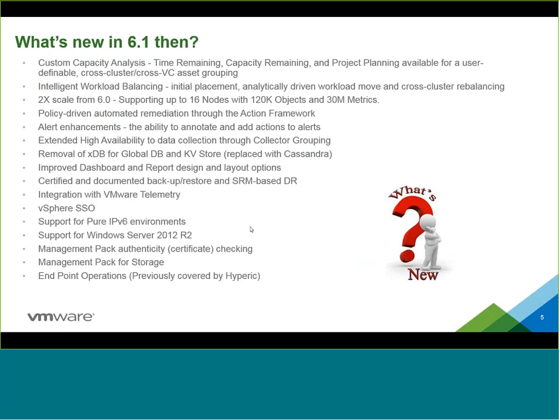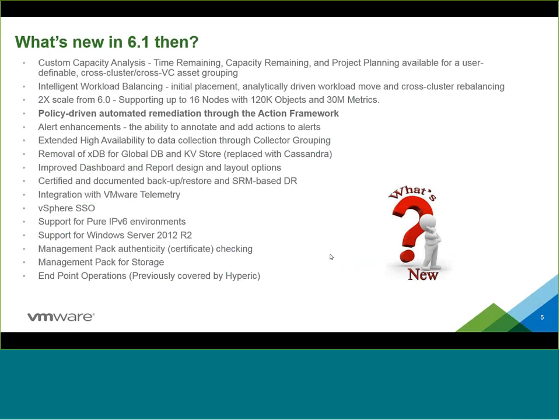Okay, so what's new in 6.1? You can see a big list. I'm not going to read it out. If you browse through, you can see there's an awful lot of changes, a lot of them very important. I've highlighted what we'll be looking at today, which is the policy-driven automated remediation through the action framework. Some of the other key items worth looking at are the intelligent workload balancing that was introduced in 6.1, and also the addition of vSphere SSO for authentication with vROps, which amazingly wasn't introduced until 6.1.